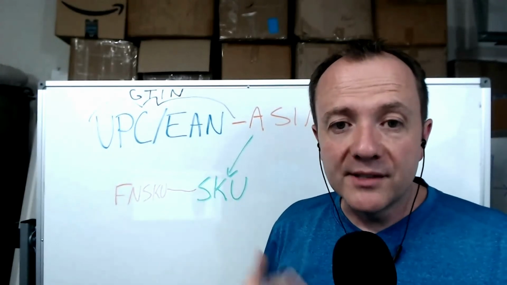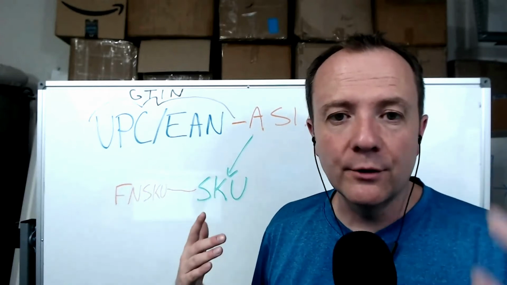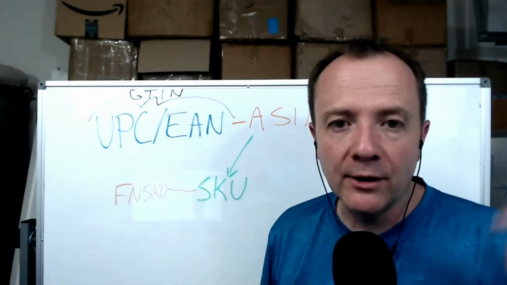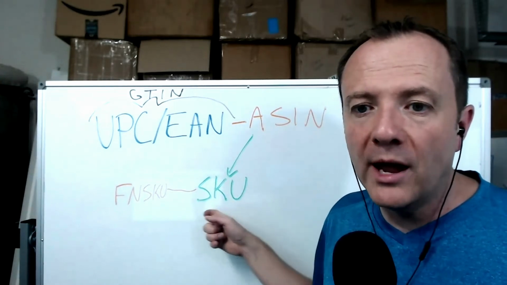A lot of times people will have the same stock keeping unit number everywhere. So if you're selling it in your own Shopify store, on eBay, on Walmart.com, a lot of times sellers will use the same SKU number everywhere.